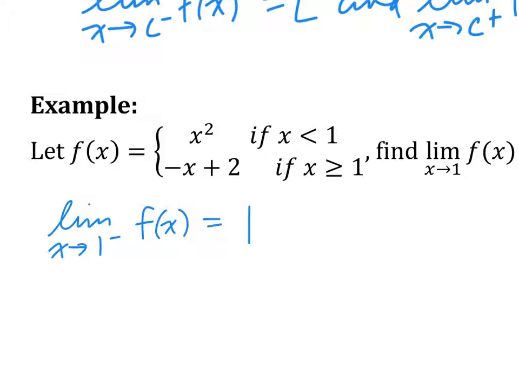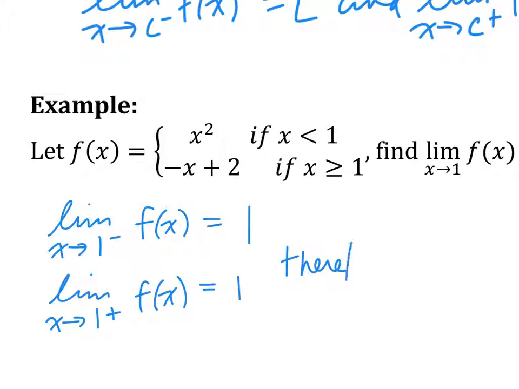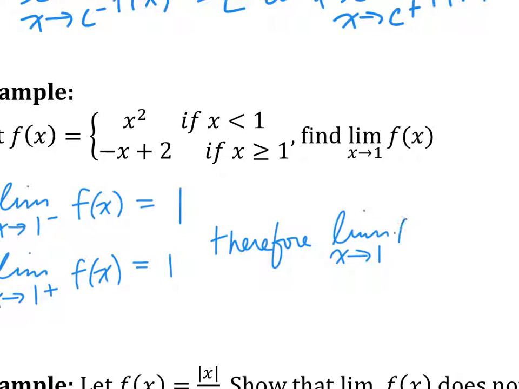Just plug it in. Okay, limit as x goes to 1 from the positive side, which one do we use? The second one, the bottom one. And what's that number? 1. Therefore, the limit as x goes to 1 of f of x is 1. So this is how you prove it. You prove the left-hand side and right-hand side go to the same number. Therefore, that limit is that number.